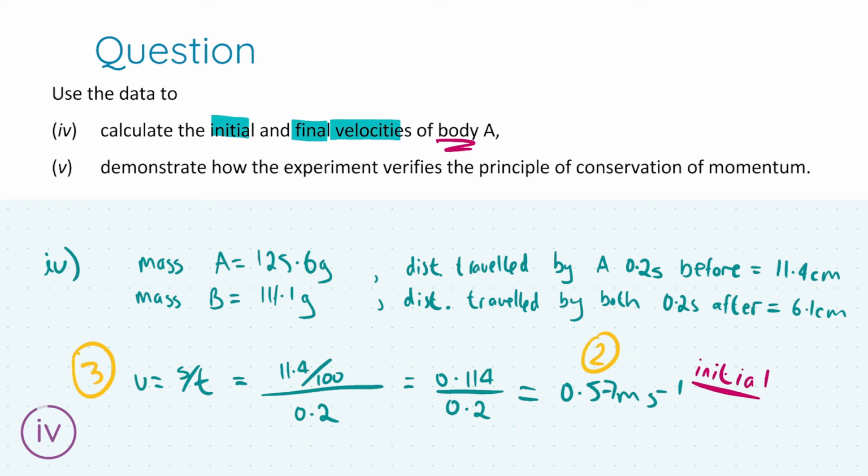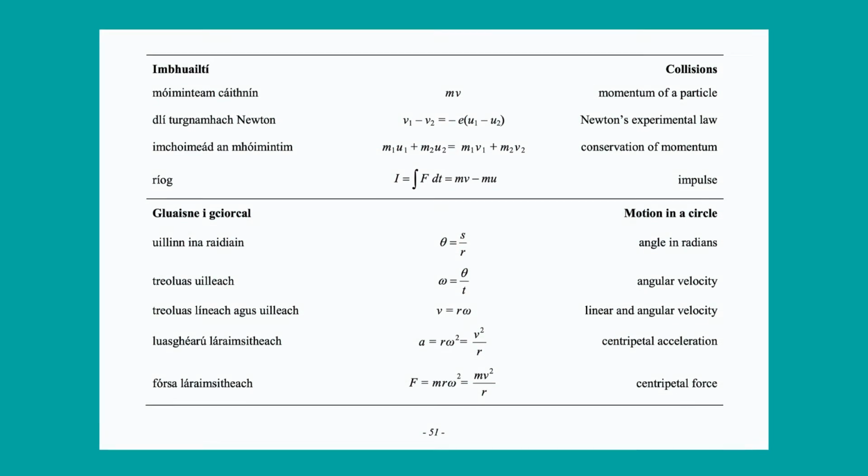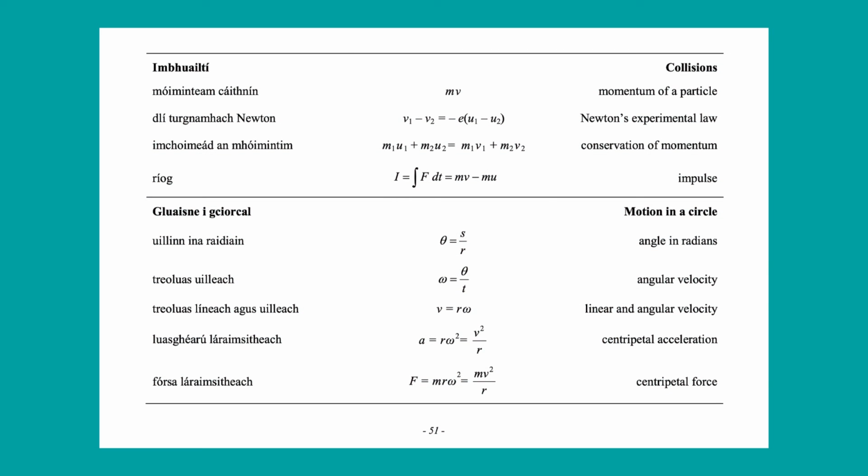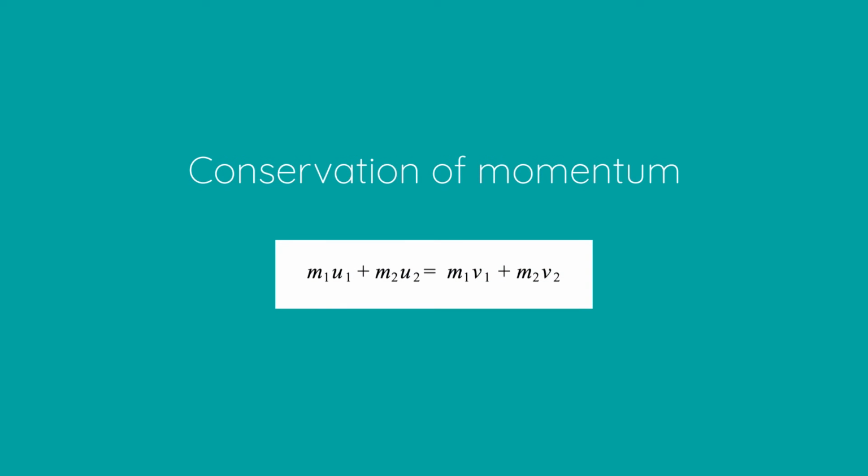Going back to our question, we were asked to demonstrate how this experiment verifies the principle of conservation of momentum. Before we do that though, let's familiarize ourselves with the conservation of momentum formula using our log tables. By going to page 51 of our log tables, under our collision section, we'll find our formula for the conservation of momentum. Our formula for our conservation of momentum is m1u1 plus m2u2 equals m1v1 plus m2v2. m1 and m2 in this case are going to represent our masses for body A and body B, and u1 and v1 are going to represent the velocity of those masses before and after our collision.